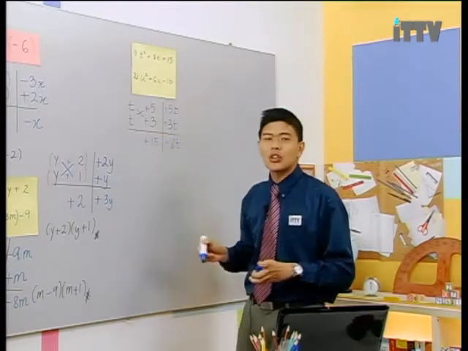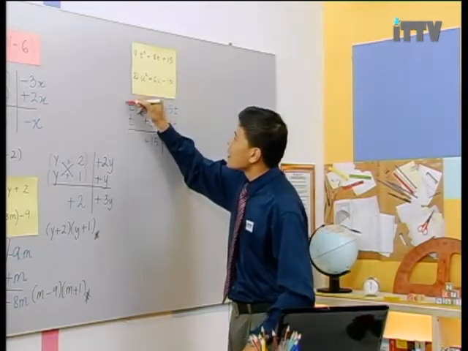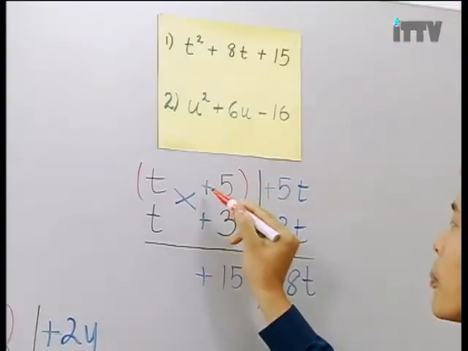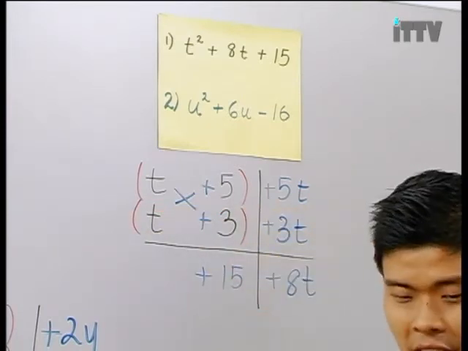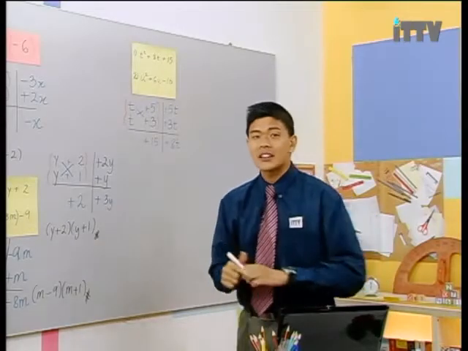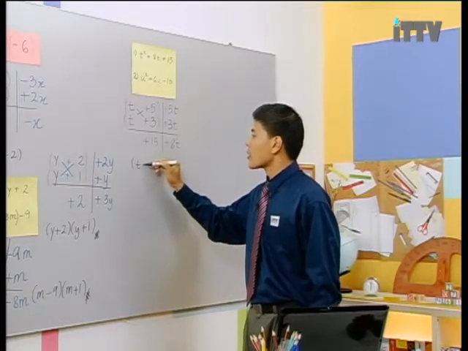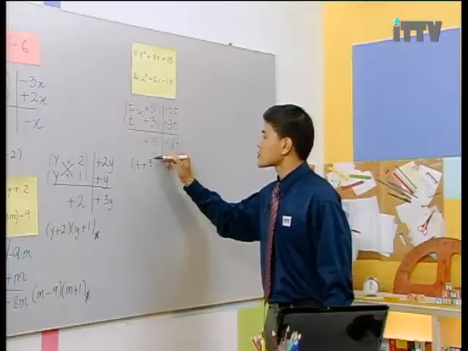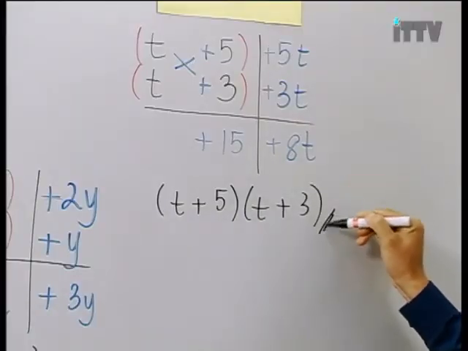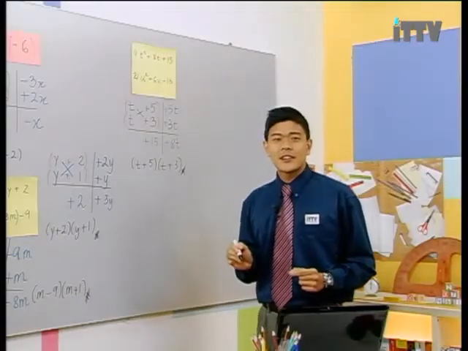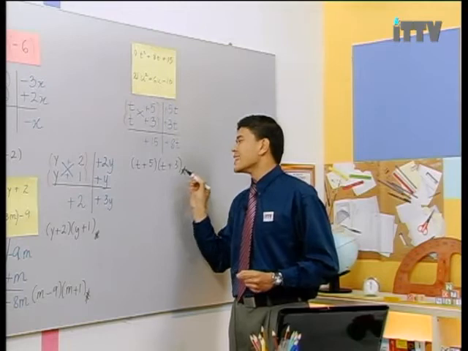Once you do that, you are sure that your two linear expressions are t plus 5 and t plus 3. And don't forget, rewrite the two in factor form. So the two factors of the quadratic expression are t plus 5 and t plus 3.